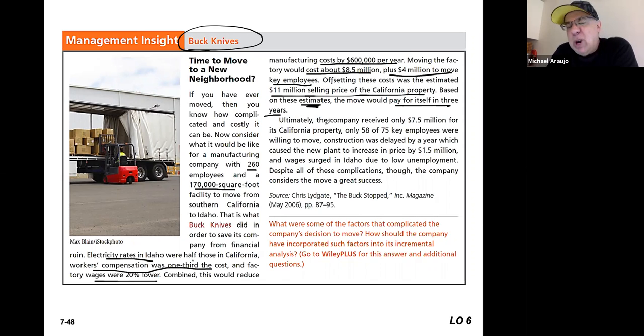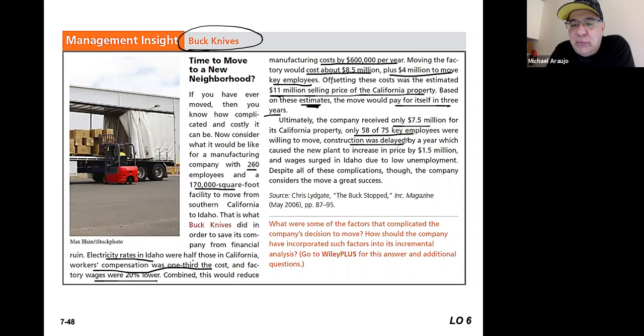Unfortunately, it didn't quite work out the way they had planned because, again, no one can predict the future with any certain degree of accuracy. I mean, we can have good guesses, but oftentimes we're wrong. Well, the company only got $7.5 million for its property. They were hoping to get 11 million. Only 58 of their 75 key employees were willing to go to Idaho. What's there? Tons of potatoes. So they didn't really get as many key employees to go.